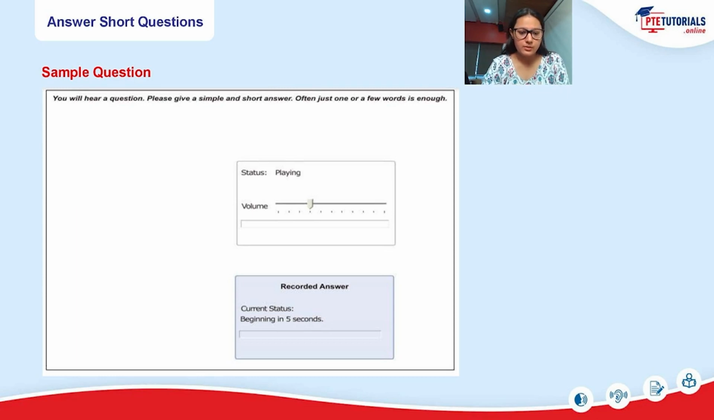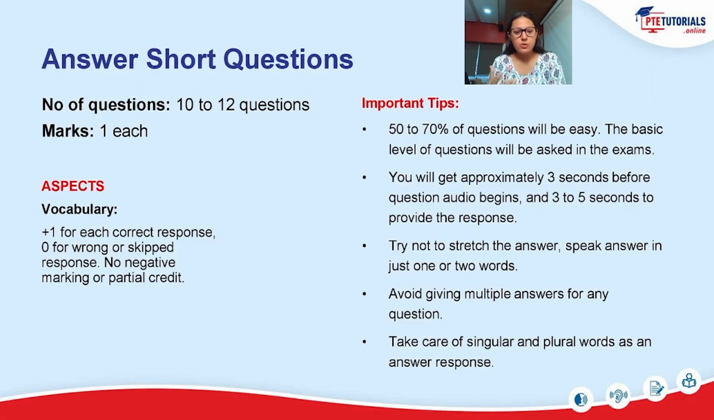You will not get the scores. As you will not get the scores, your vocabulary will be down, your speaking and listening will be down, and here are a few tips. Questions will be very easy. 50 to 70% will be very basic level questions which you have heard somewhere, sometime in your life.